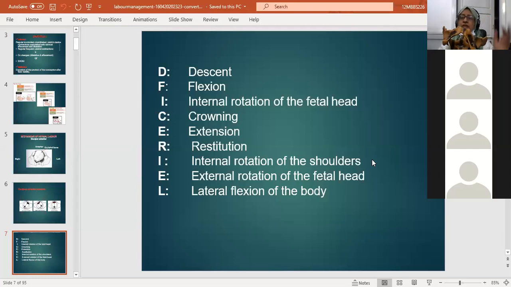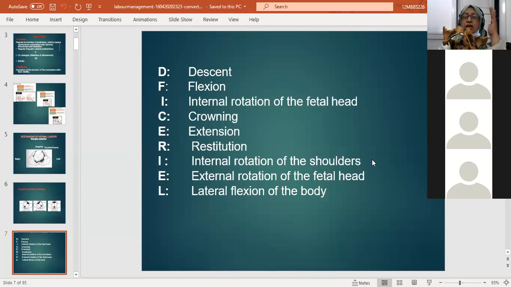Now, engagement occurs when the largest diameter of the fetal skull enters the maternal pelvis. This is the fetal skull, and its largest diameter is the biparietal diameter. When the biparietal diameter enters the maternal pelvis, it is known as engagement. The fetus engages into the transverse diameter of the pelvic inlet.